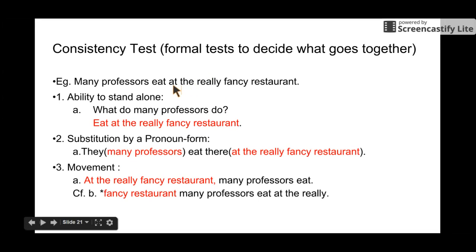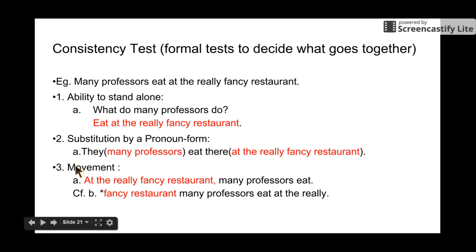And also, at the really fancy restaurant, we can replace this with there. So there is replacing at a really fancy restaurant. So we can say they eat there, meaning many professors eat at a really fancy restaurant. So this shows that at the really fancy restaurant is another constituent. In this case, this is a PP, right?